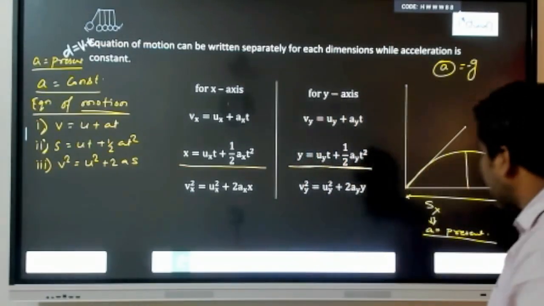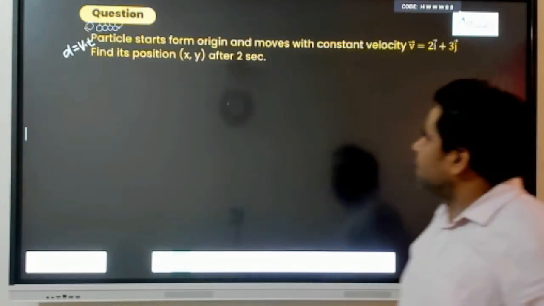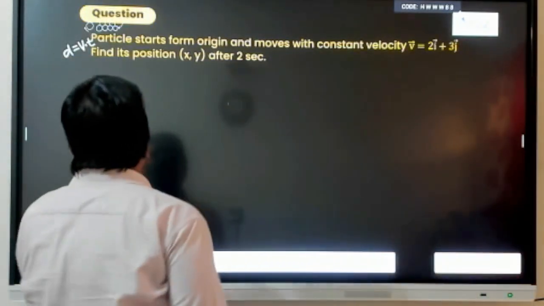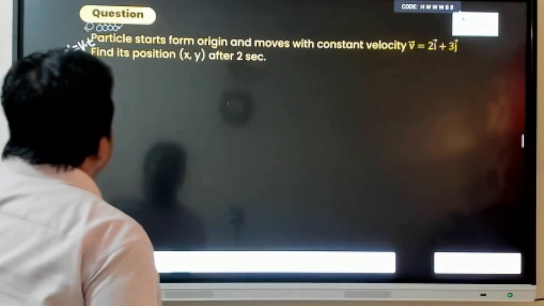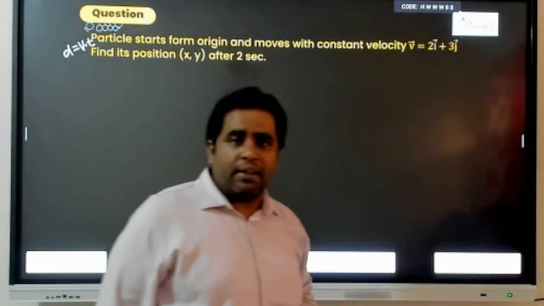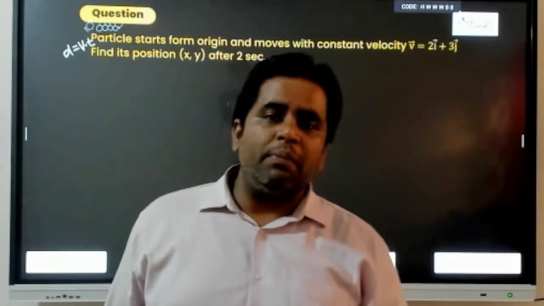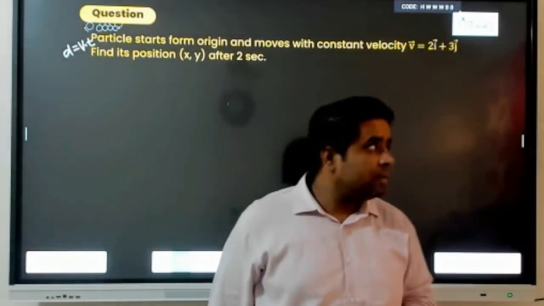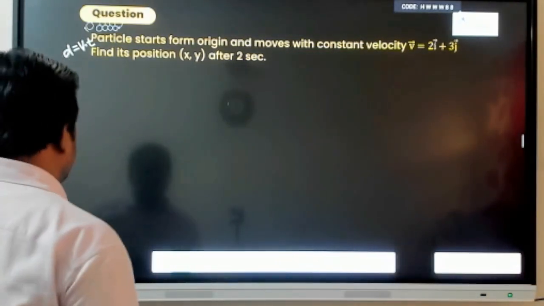Depending upon this, I am going to the next slide. See guys, what they are asking us. Here the question says that a particle starts from the origin and moves with constant velocity. See, the velocity is constant. If velocity is constant, it means acceleration is equal to 0. So find its position after 2 seconds.